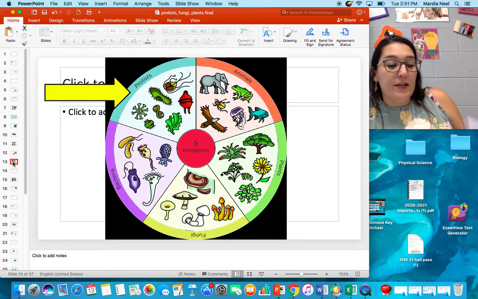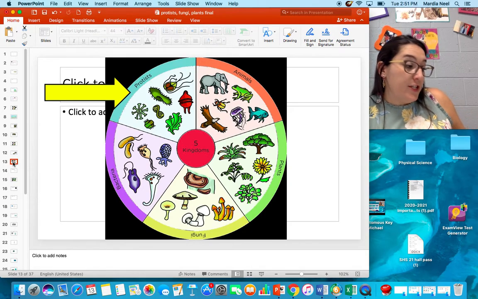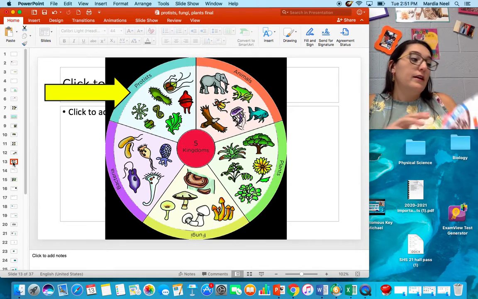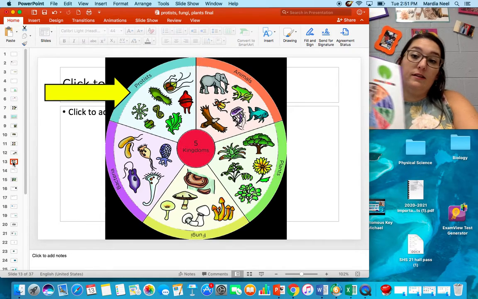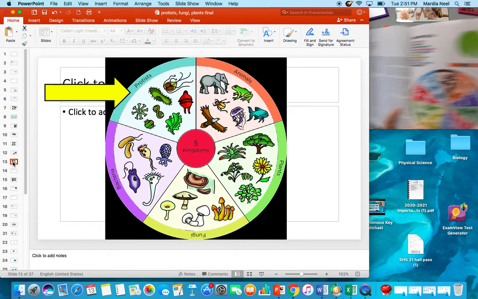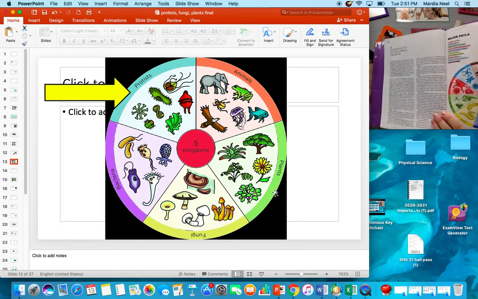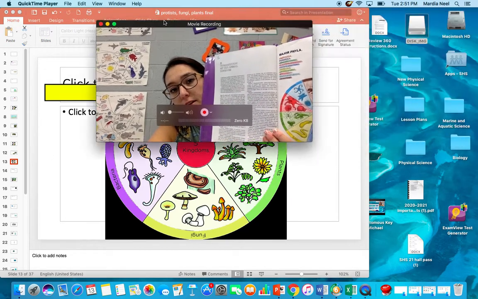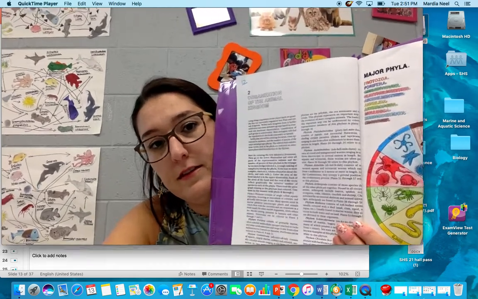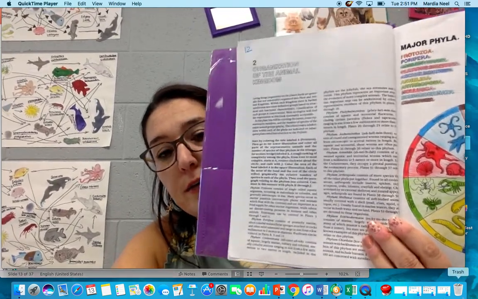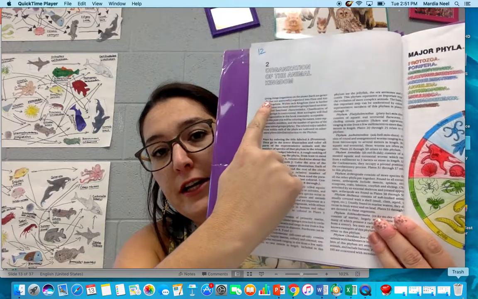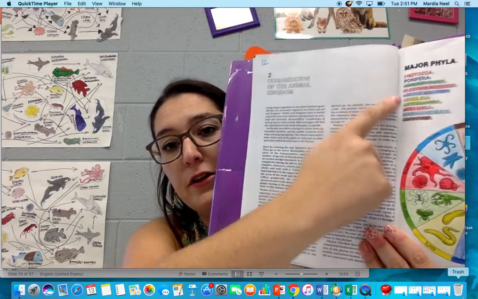All right, the last thing you need to do today is the organization of the animal kingdom coloring. So it's 2 pages. If you download it, it looks something like this. So here it is. It's got a reading over here. You're going to read this and follow the directions.